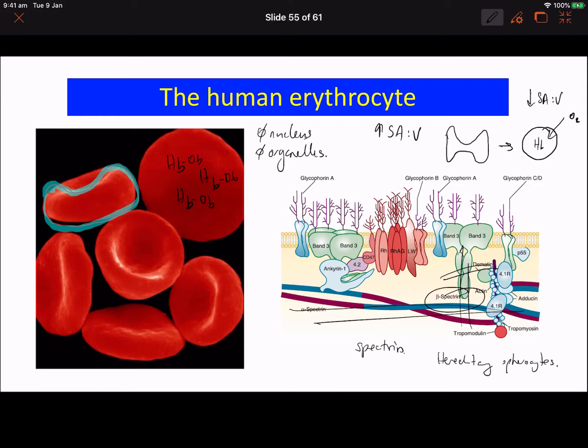One of the things that happens is that when it passes through the spleen, which is the blood's filtration system, these spherical red cells, hence the name hereditary spherocytosis, get stuck in the splenic microcirculation, get taken up by the spleen, and get destroyed. One of the ways of treating this is to take the spleen out. If you take the spleen out, there's nowhere for these cells to get destroyed.